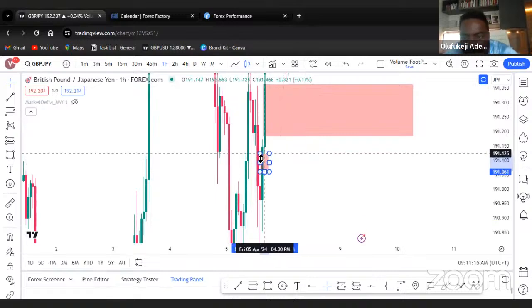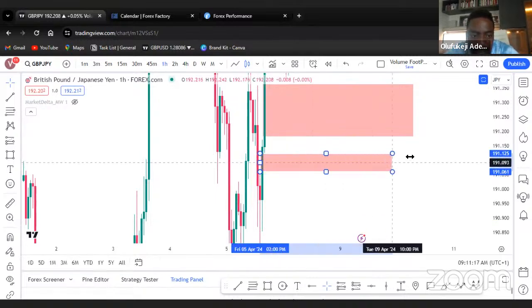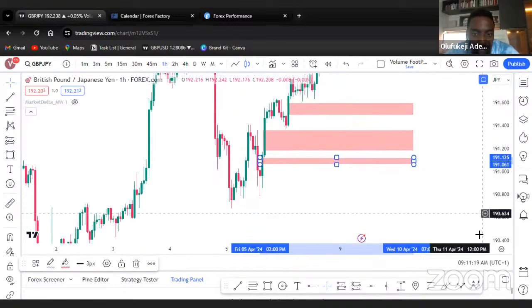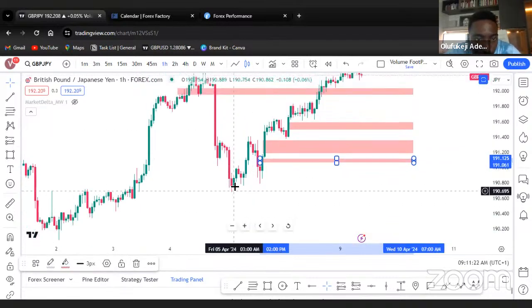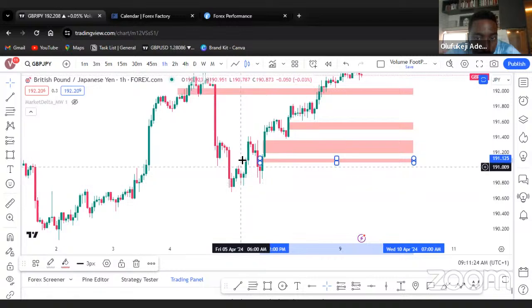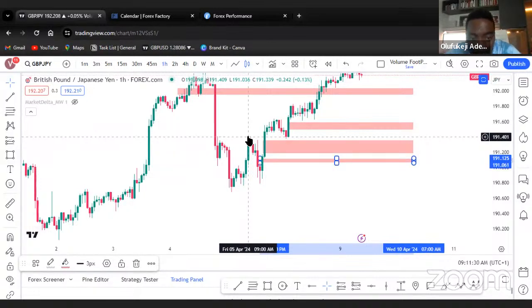The inducement is around 191.40. 191 exactly. So that's a flip zone. That's a high. That was a resistance. There was a break of structure to the upside with a fair value gap, and then there's a flip zone where previous resistance now became support after that break of structure, after that fair value gap was formed.